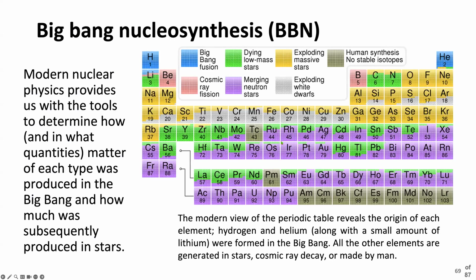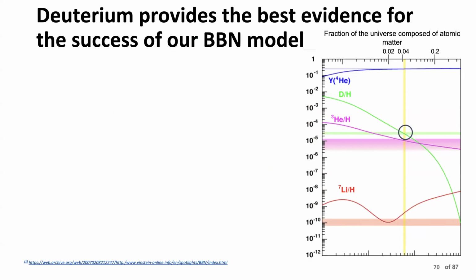We've already shown you this periodic table we get from looking at the various constituents that we see in galaxies, and we can compare that with what nuclear physics tells us about the creation of heavy elements in stars. And here's what's really interesting.